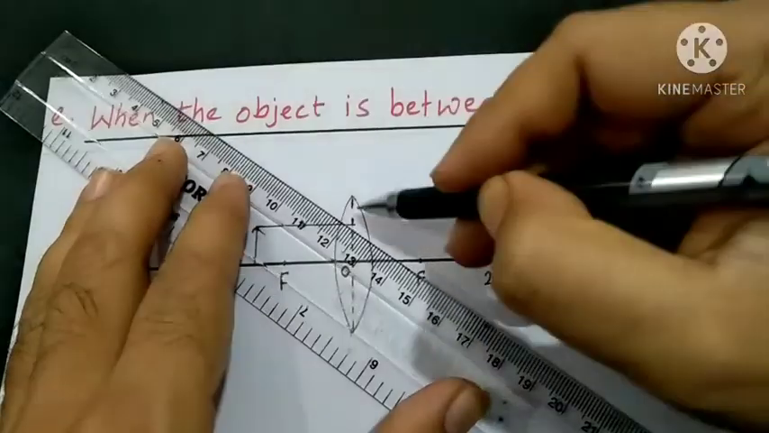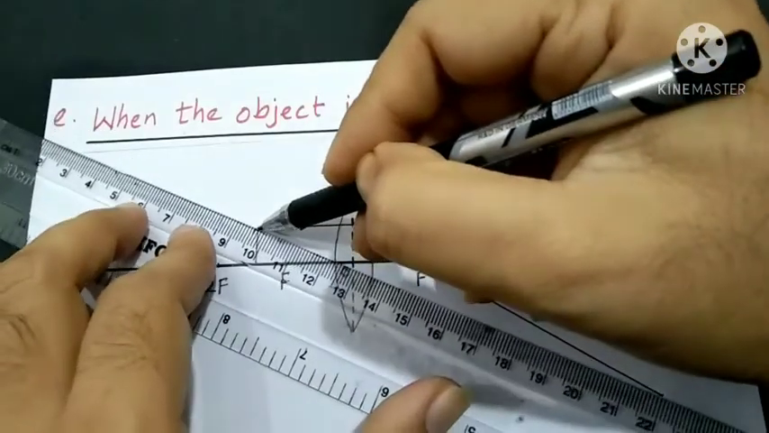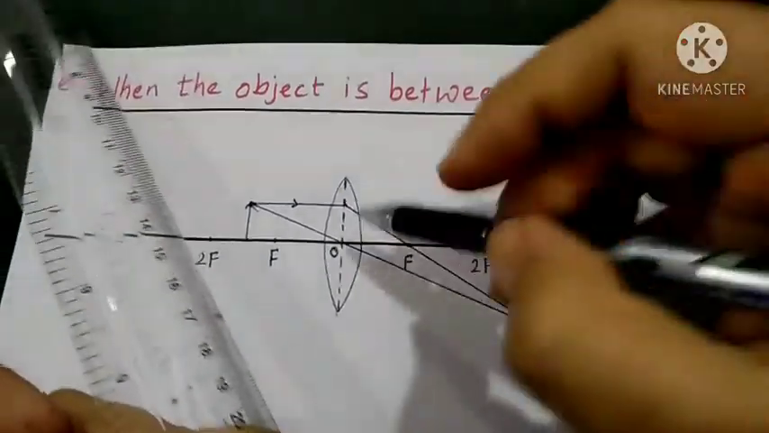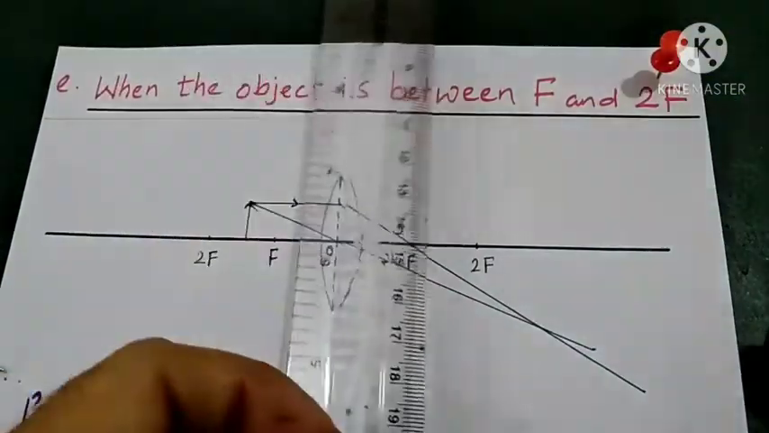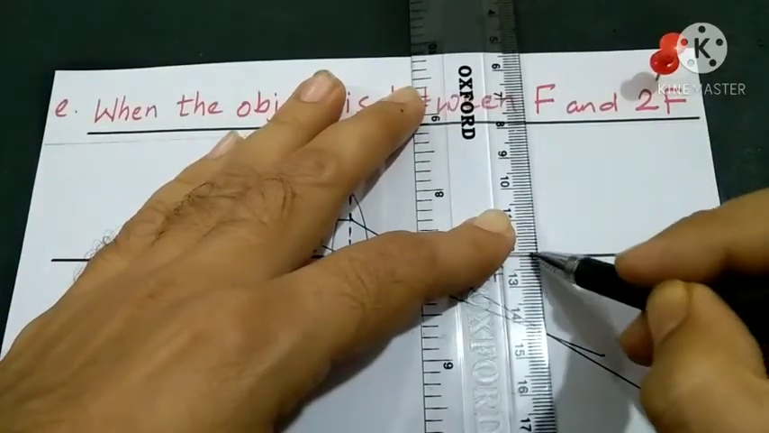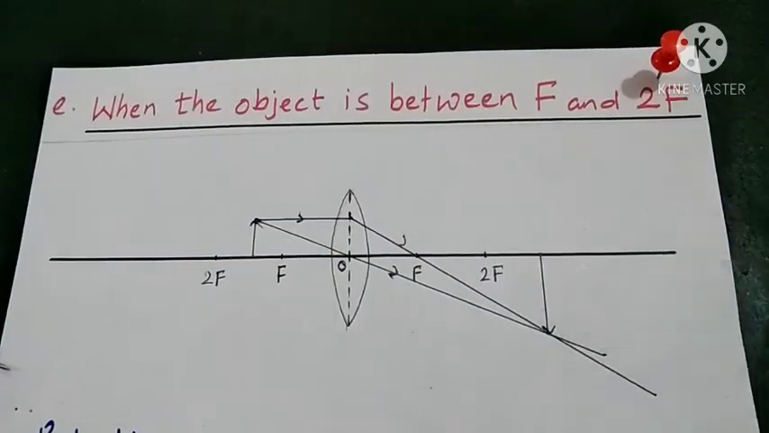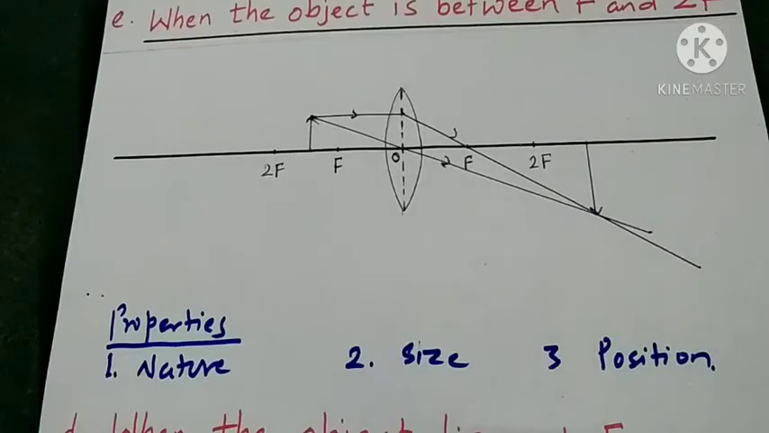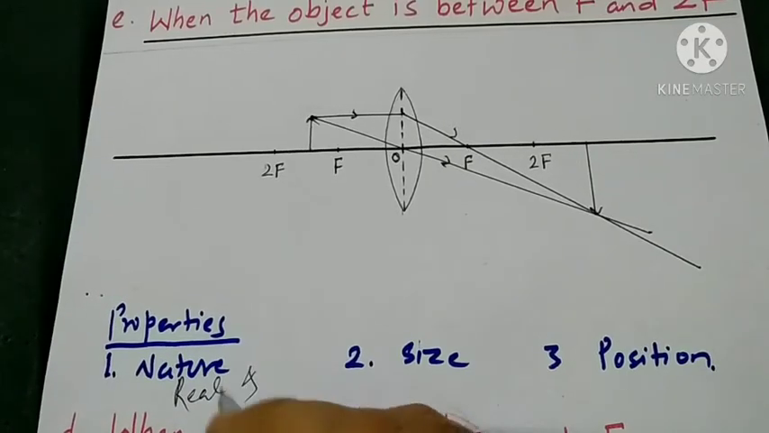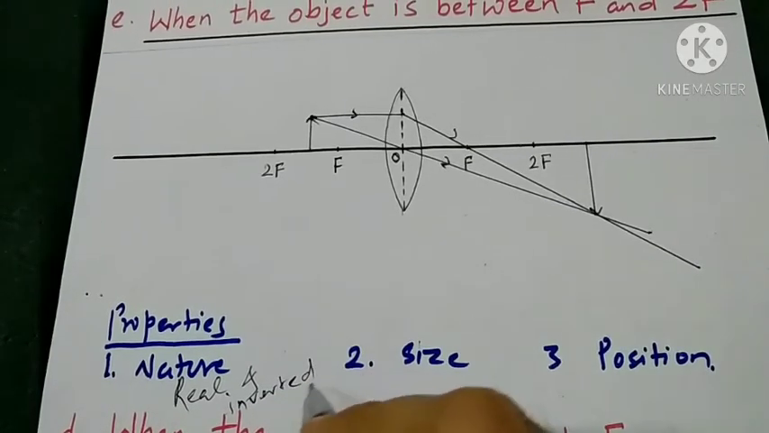Rule number 1 says it passes through focus. Again, another light ray passes through the optical center, and these are the light rays. So where does the image form? At the point of intersection between the two light rays, here the image is formed. So this is your image. So what is the nature? Real and inverted.